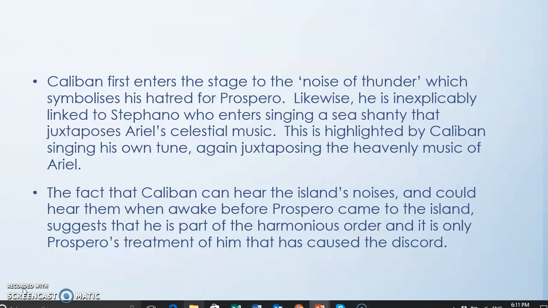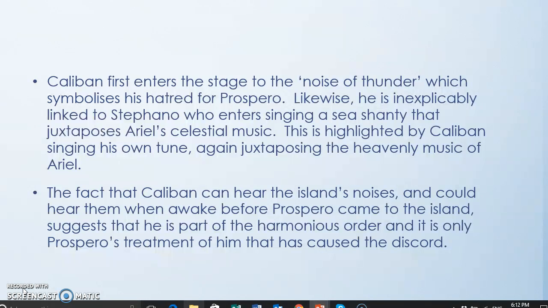song, when we first hear Stefano, it's a drunken song that he's singing away. Whereas Ariel's music, this divine music, lures others into peace and into tranquility. And then, of course, Caliban sings his own tune, which is again juxtaposed against the heavenly music of Ariel. But Caliban is trying his hardest to make music.